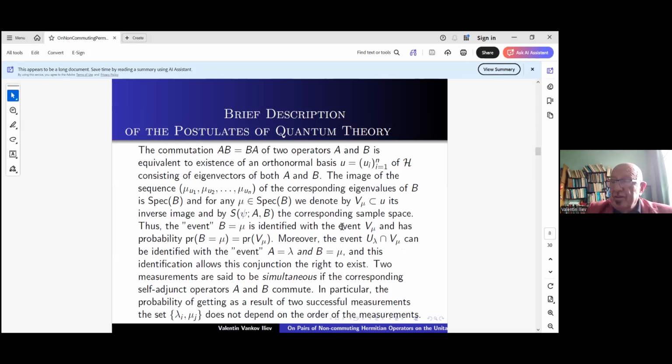And this identification allows this conjunction to exist, of course. So this is the case of two operators that commute. We call two measurements simultaneous if the corresponding self-adjoint operators, this means Hermitian operators, commute. In particular, the probability of getting, as a result of two successive measurements, this pair lambda i, mu j doesn't depend on the order of the measurements.